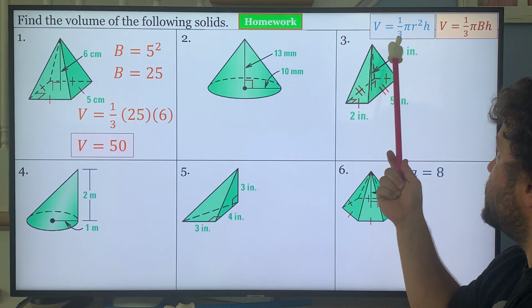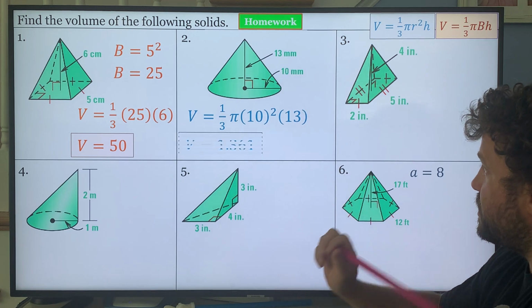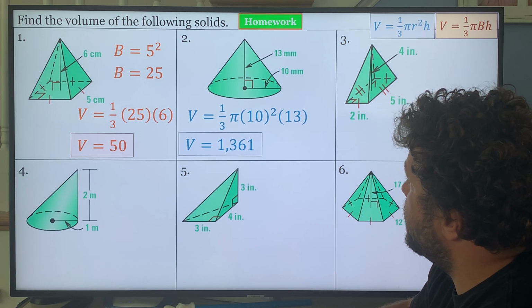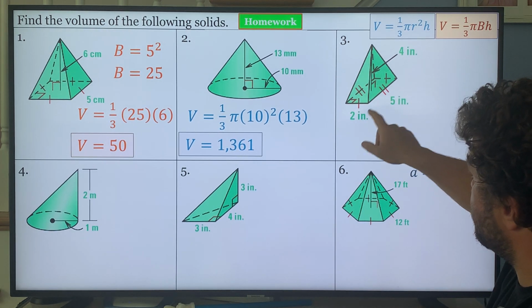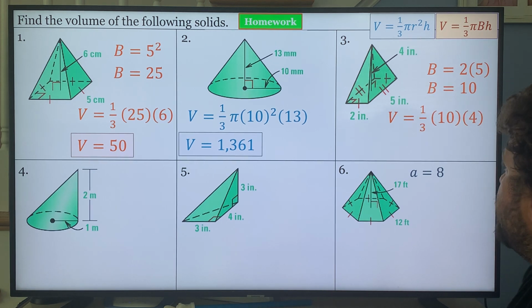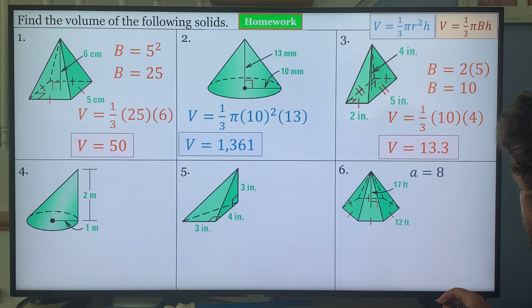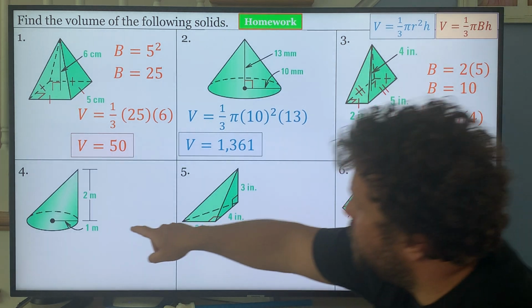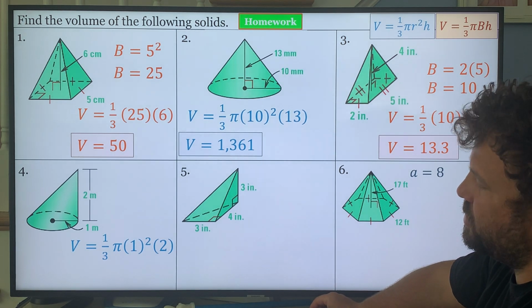Volume of a cone. There it is. 1/3 pi r squared h. 1/3 pi 10 squared. Height is 13. 1,361. Problem number 3. 2 times 5 is 10. That's your base. Height is 4. 1/3 of 10 times 4 is 13.3. Okay? Pi, 1 squared times 1/3 times 2 is 2.1.